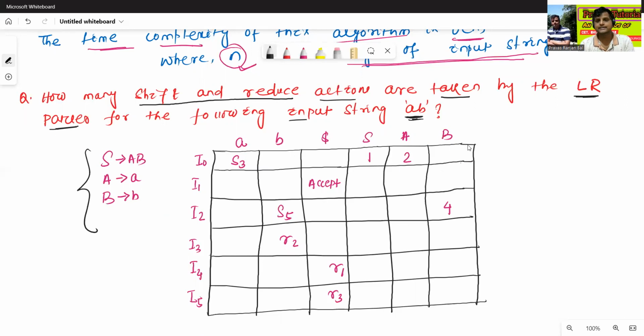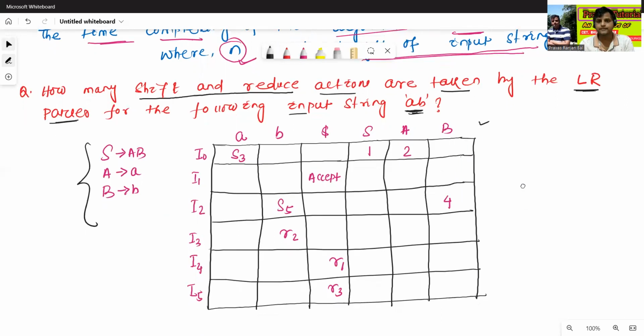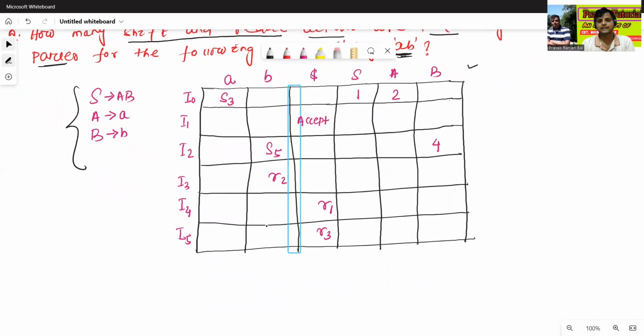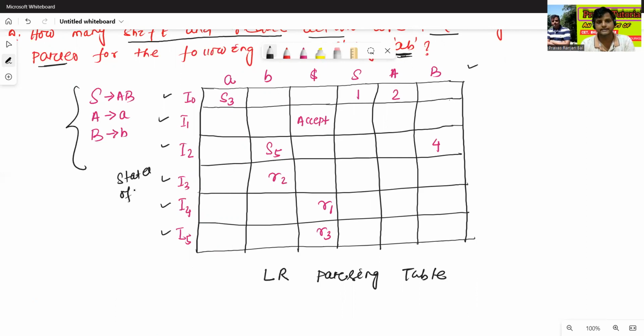Okay, this table is called the LR parsing table. See, in the left side, I0, I1, I2, I3, I4, I5, these are called the states of the DFA.